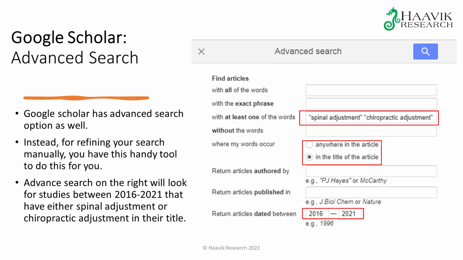Without the words, so if you wanted to exclude a certain search term, you can pop that in the advanced box. If you want them to find those words in the title, you tick that, or anywhere in the article, that's your choice. You can have a specific author. You can put an author in. You can have return articles by dates. So again, you can specify what dates you want to search for, or in which journal the article is published in, so if you're looking for a particular journal. So the advanced search can be very useful.